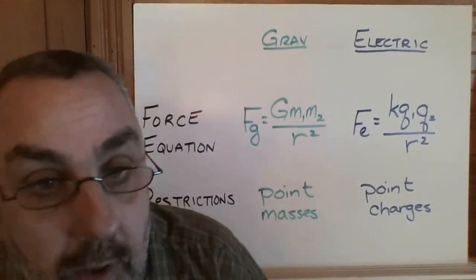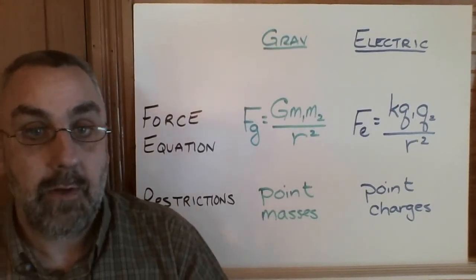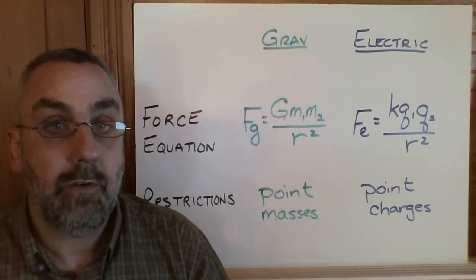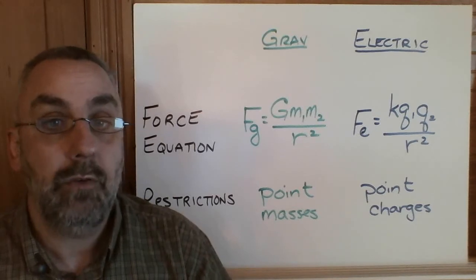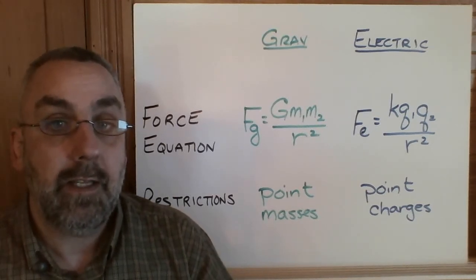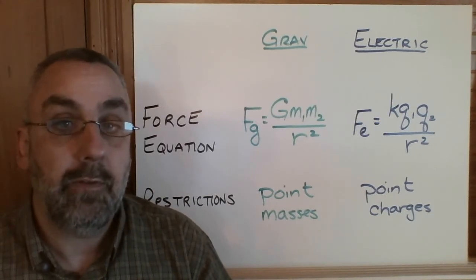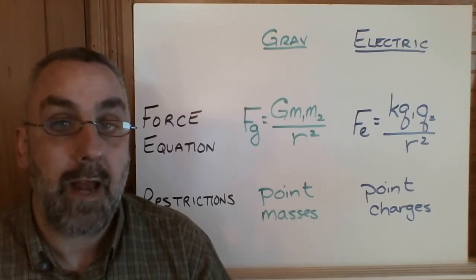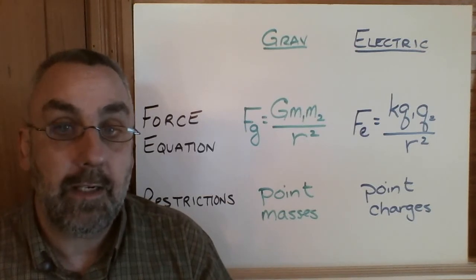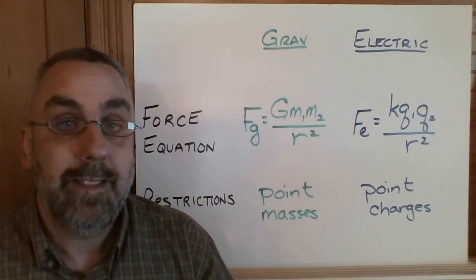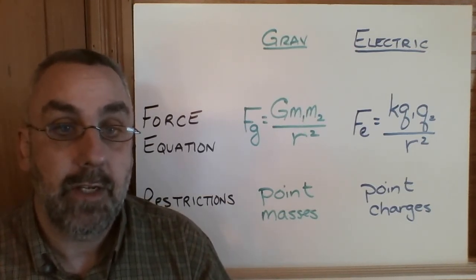Here are our force equations. For gravity, we've got Newton's law of universal gravitation, big G, m1, m2 over r squared. And if you look at the electric field, that's Coulomb's law, but you can see mathematically they are very similar. The force is equal to a constant times the product of the two things that cause the force divided by the distance between the centers of those objects squared.